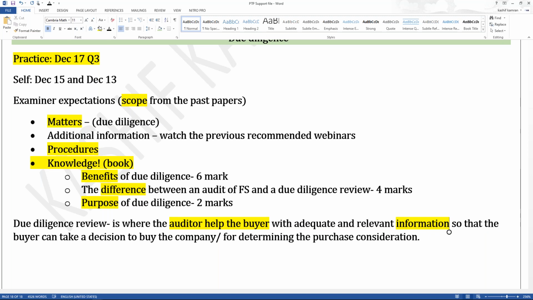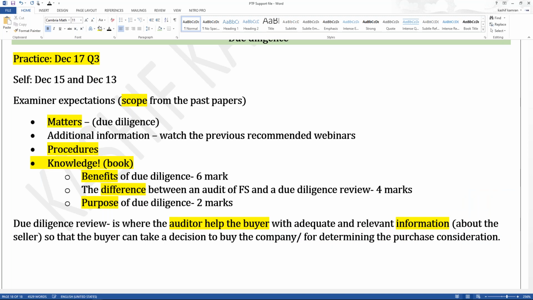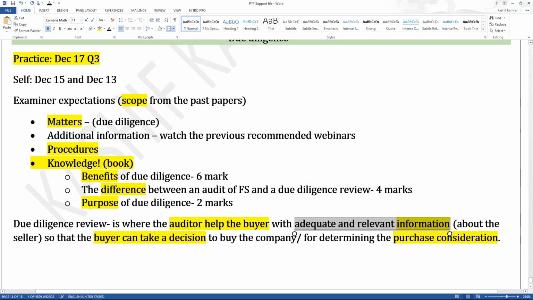So it's where the auditor helps the buyer with adequate and relevant information about the seller, so that the buyer can take a decision to buy a company. So the buyer can take a decision, that's important, and the buyer can determine the purchase consideration. At what price will you buy the company? Who will determine that, the auditor or the buyer? The price will be determined by the buyer, not the auditor. What will the auditor do? The auditor will only provide adequate and relevant information to the buyer.